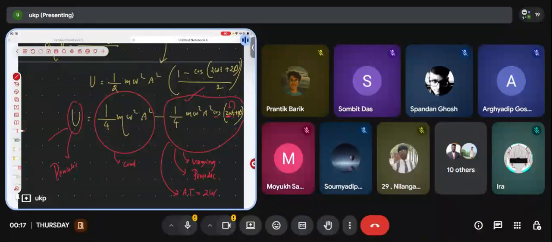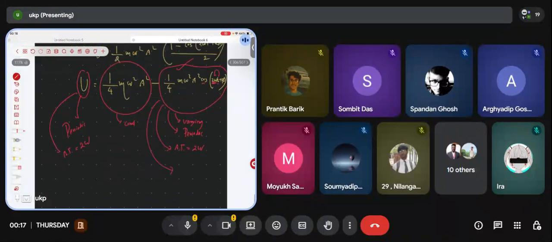So what is the angular frequency of variation of this term as well? Same, 2 omega. What is the time period of variation of this term? Sir, 2 pi by angular frequency. And what is the angular frequency? 2 omega. The time period of variation is pi by omega. So what is the time period of variation of this term? Same, pi by omega. Sir, what is your point?